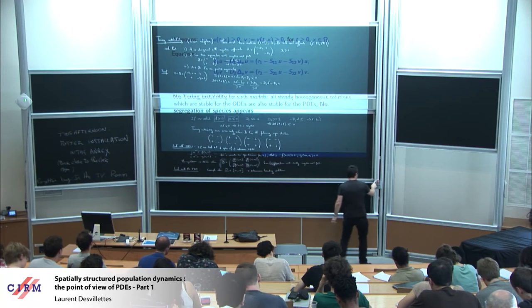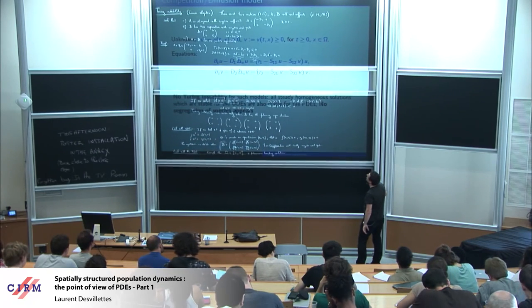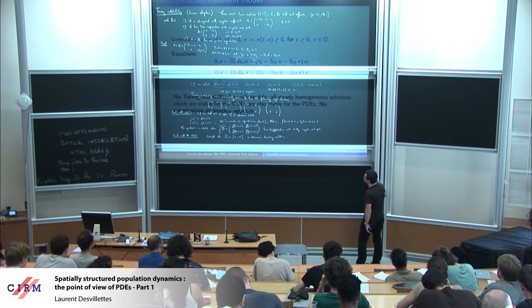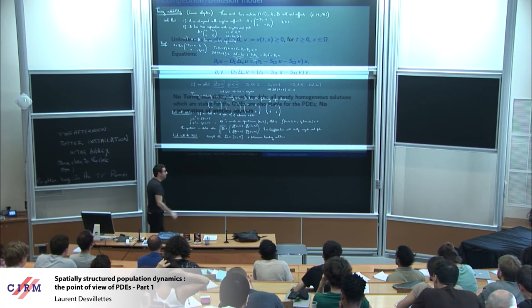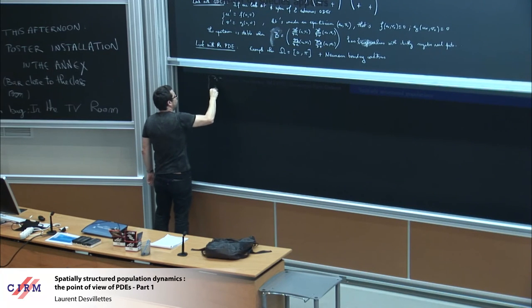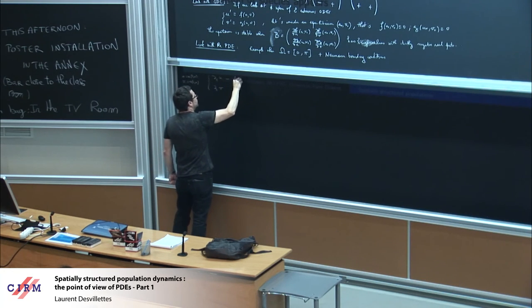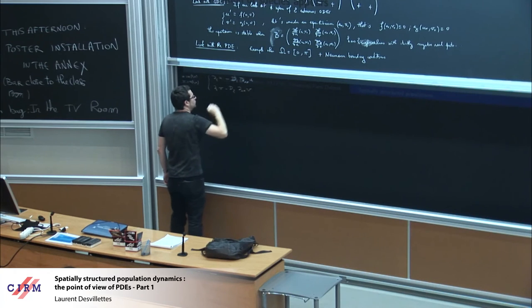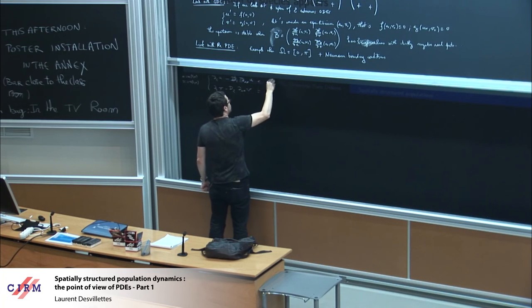So let me write down what this means exactly. So now, instead of looking at this system of ODEs, you look at the system of PDEs. So now U is U of t,x, V is V of t,x, and you add diffusion terms. So we are in 1D, so it's written just like this. So this is the diffusion part of the system of PDEs. And this is now the reaction part.